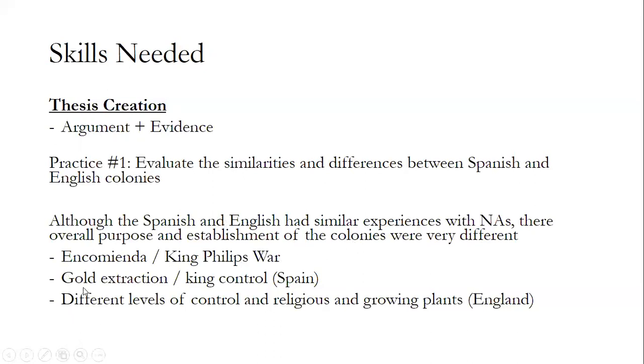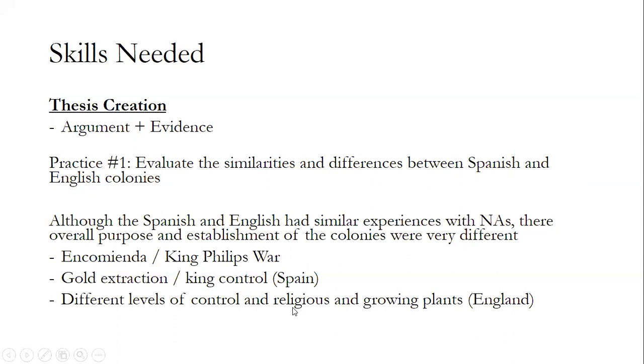And you would not have to do this part, but just so you can kind of have a little bit of a review. Remember, I said the similar experiences, I would talk about bad things that both the Spanish and English did. So if I was to write paragraphs after this, I would write about the encomienda system and King Philip's War. And then if I was to write about differences, you could talk about there was gold extraction. Lots of gold was collected by the Spanish, and the king had heavy control over all the Spanish colonies. Whereas there was all these different levels of control. You had some private colonies, you had king-controlled colonies or the royal colonies, and then you even had New England doing a lot of their own self-government.